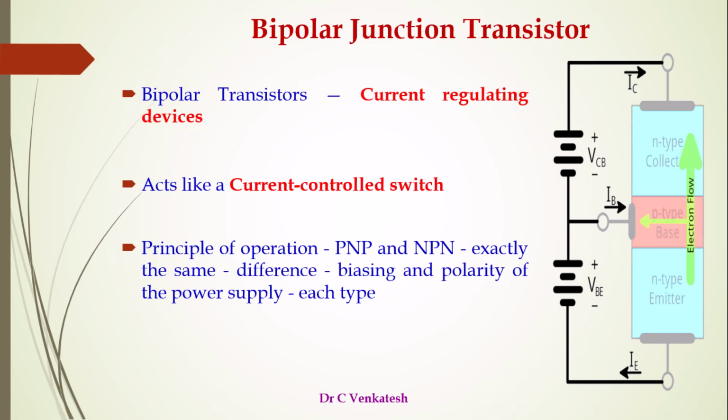Bipolar transistors are current regulating devices that control the amount of current flowing through them from the emitter to the collector terminals in proportion to the amount of biasing voltage applied to their base terminal, thus acting like a current controlled switch. A small current flowing into the base terminal controls a much larger collector current, forming the basis of transistor action. The principle of operation of the two transistor types PNP and NPN is exactly the same, the only difference being in their biasing and the polarity of the power supplies for each type.